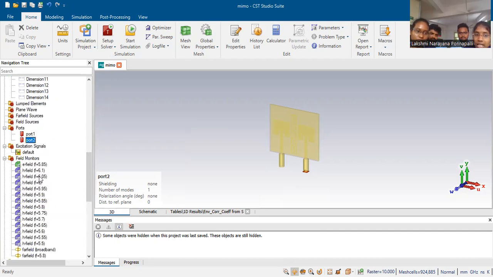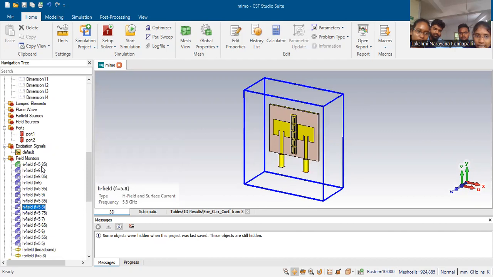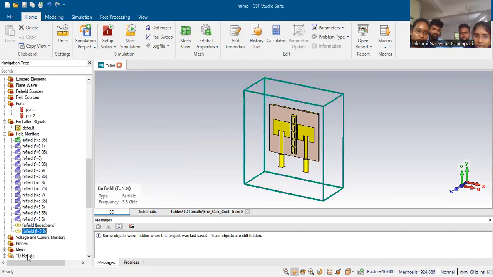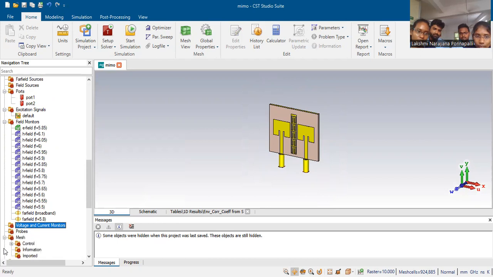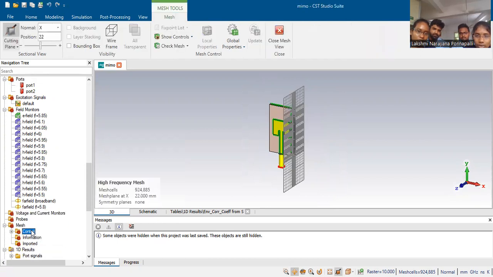These are the field monitors, consisting of E fields and H fields. Our entire antenna is working at a frequency of 500 GHz. Here is the H field at 500 GHz, the E field at 500 GHz, and this is the far field at 500 GHz. This is the controller which we are using to design our project.